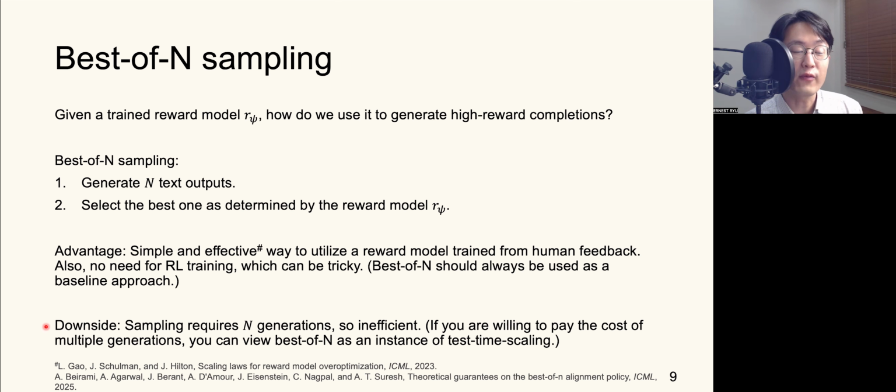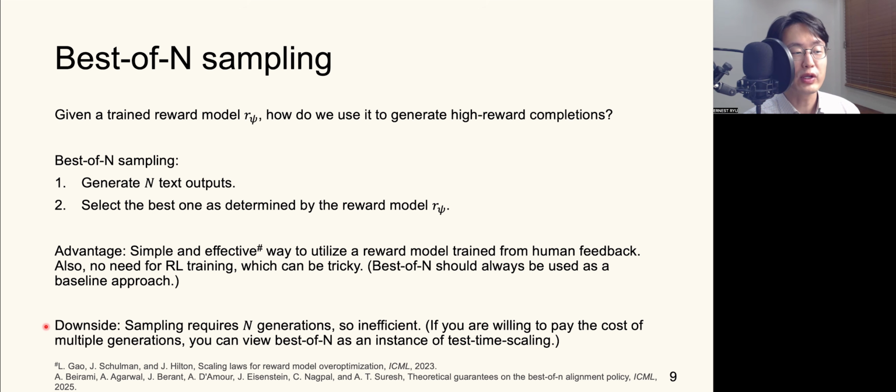However, there is an obvious downside of best of n sampling, and that is that you need to sample n generations. So this is inefficient. But in certain contexts, you may be willing to pay the additional cost of multiple generations. If you're willing to do that, then by all means, do that. Perform multiple generations, feed them through the reward model, and pick the best one.